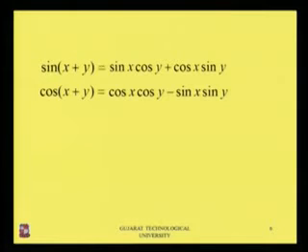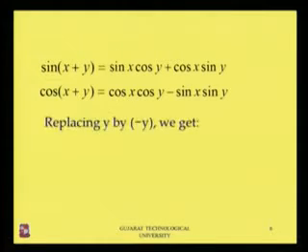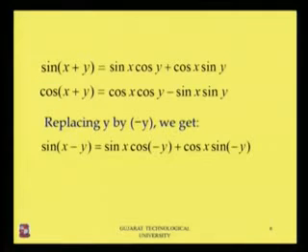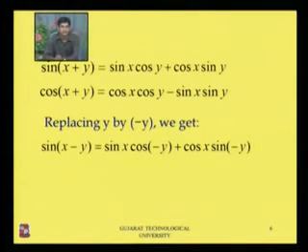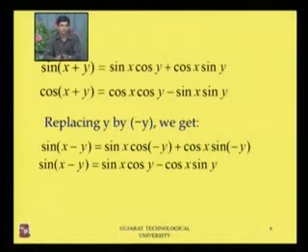In cos, if there is a plus sign, then on the other side there is a minus sign. If we replace y by minus y, then we will get a subtraction formula, sin of x minus y, that is sin x cos minus y plus cos x sin minus y. As we know that sin is an odd function, so sin of minus y is minus sin y. So formula becomes sin x cos y minus cos x sin y.